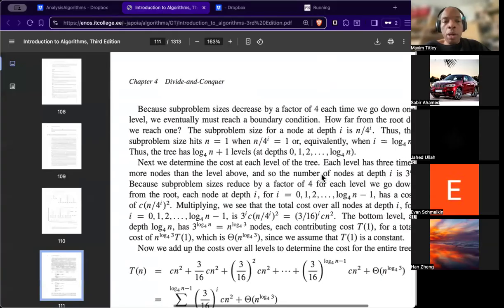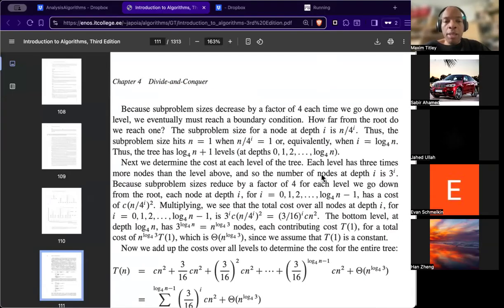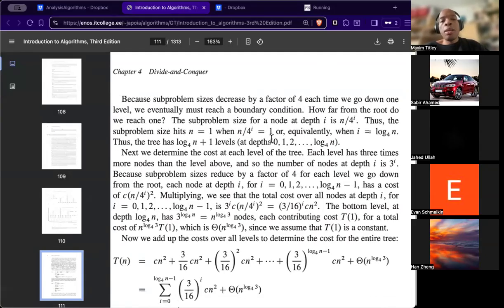So now, because subproblem size is decreased by a factor of 4 each time we go down one level, we eventually must reach a boundary condition. So now, how far from the root do we have to go to reach 1? The subproblem size for the node at depth i is n over 4 to the i. Okay, so the subproblem size hits 1 where n over 4 to the i equals 1, or equivalently, when i equals log base 4 of n.